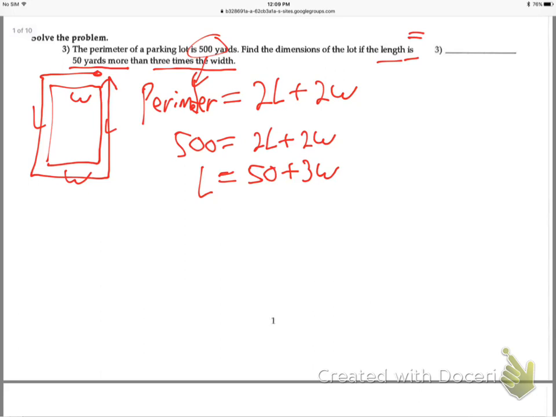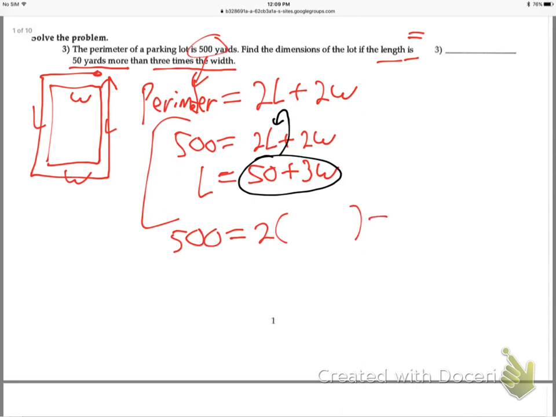Okay, so there's my 2 equations with 2 letters. How do I solve? What am I going to do? Plug in. Yeah, real nice to plug in, huh? Super ready for plug-in. So just L is 50 plus 3W. Plug that in for L right there, huh? So we get 500 is 2, and we'll plug in for the L 50 plus 3W. That makes sense?